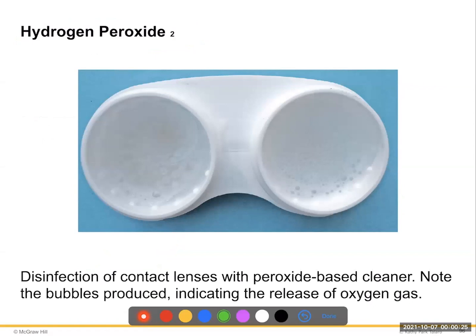Disinfection of contact lenses. You see the bubbles being produced in here, all these little bubbles down there. That's all oxygen being released from the hydrogen peroxide.